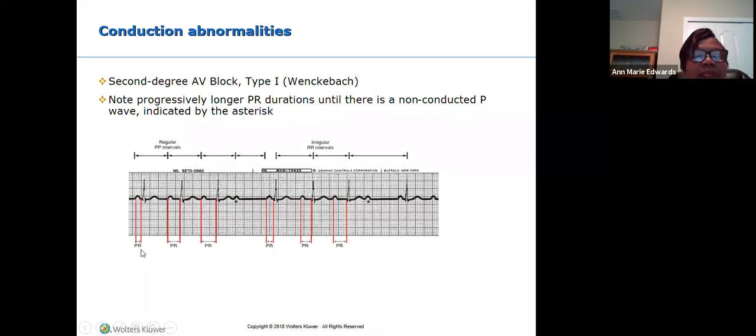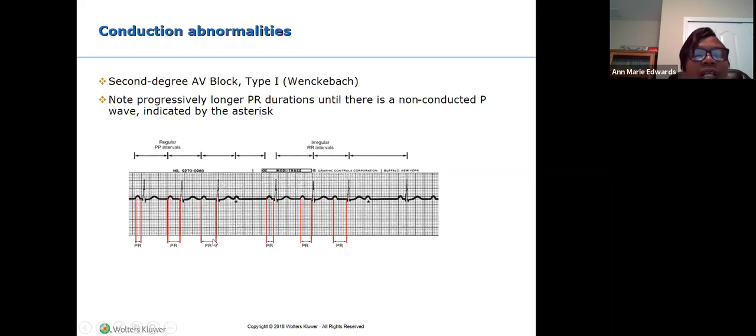So let's look at it. Remember your PR from the beginning of your P wave to the beginning of your QRS complex. And we said in second degree AV block type 1, your PR is progressively longer. So look at your first PR. Look at the width of it. Then look at your second PR. Look at the width of it. You notice that this one now is wider than your first one. And look at your third one is even wider. Okay, so it gets progressively wider, your PR interval.